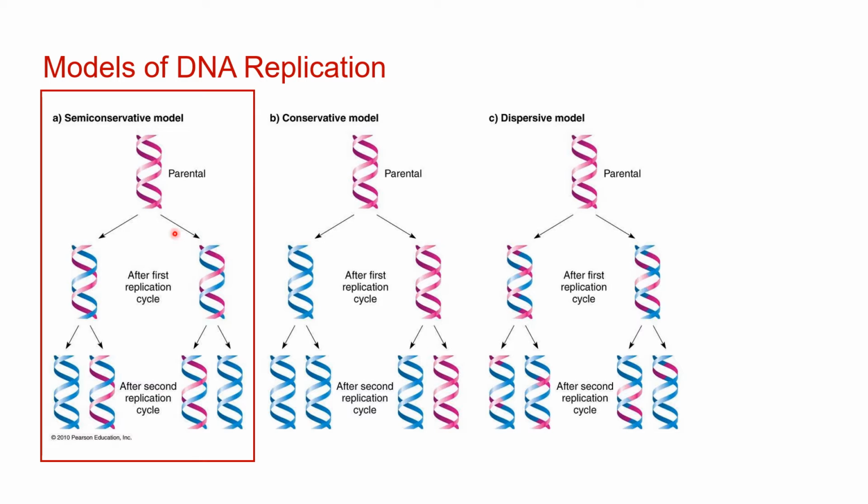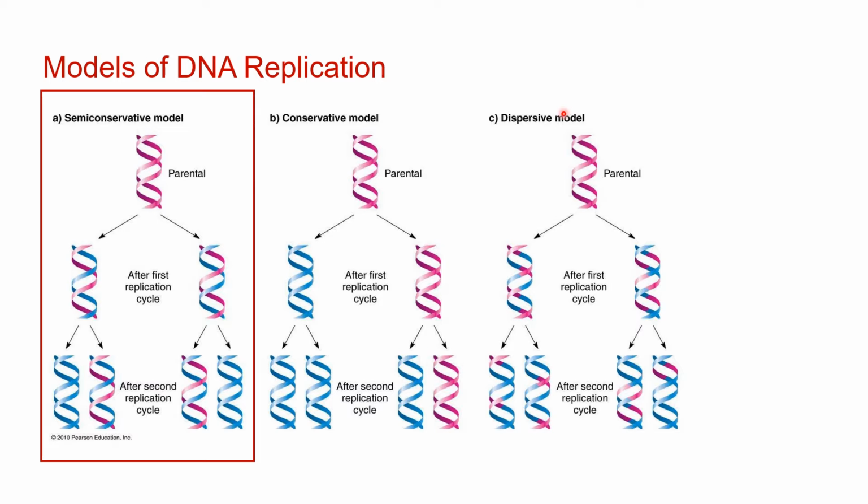There are three types of hypotheses for the replication process. This is also called the Meselson-Stahl experiment. In the conservative model, the entire original DNA double helix serves as a template for a new double helix, such that each round of cell division produces one daughter cell with a completely new DNA double helix and another daughter cell with the completely intact old DNA double helix.